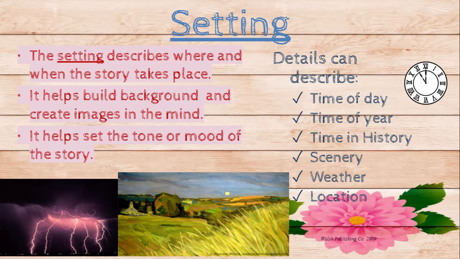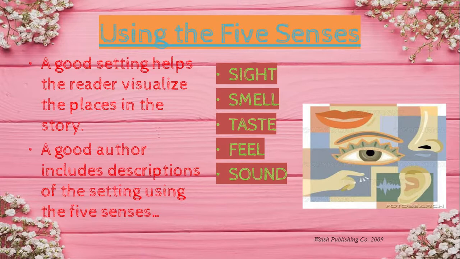Details can describe time of day, time of year, time in history, scenery, weather, and location. Using the five senses, using our sight, smell, taste, feel, and sound, helps us to set a good setting. And setting helps the reader visualize the places in the story. A good author includes descriptions of the setting using the five senses. So remember to use your senses in your writing.